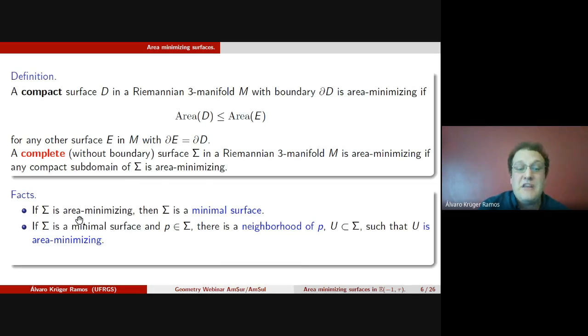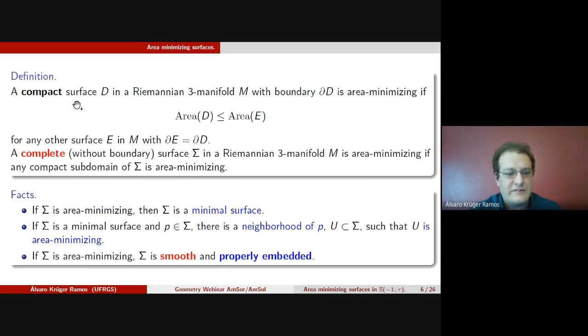And the other way around almost happens. If sigma is a minimal surface and you have a point, then you are locally area minimizing. So small parts of minimal surfaces are area minimizing compact surfaces. And finally, this is the most important fact that I will use today: if sigma is area minimizing, then it has to be smooth and properly embedded. The idea is that if you are not smooth, then you have a corner. And if you have a corner, you can lower the area a tiny bit, so you are not area minimizing.